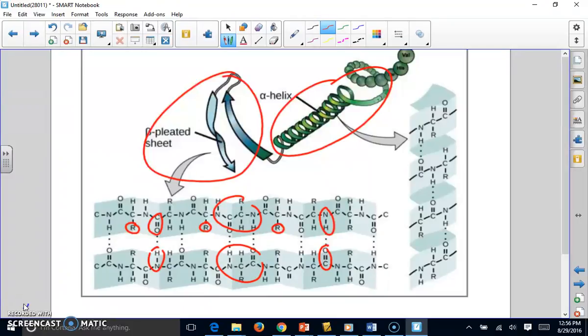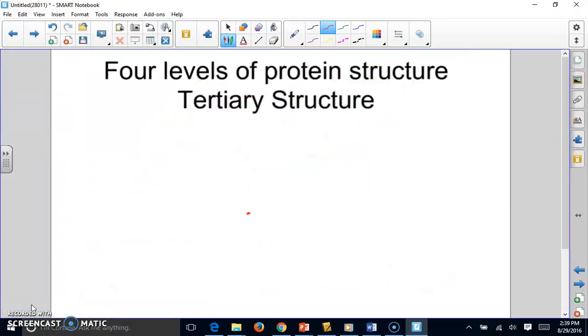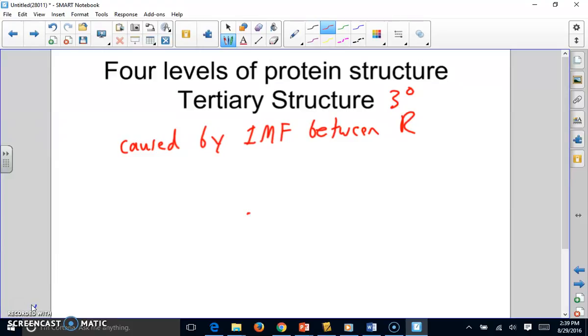Next, we're going to talk about the most complicated form of structure, which is tertiary structure. The third level of structure is tertiary structure. Tertiary structure is by far the most important structure in terms of complexity and how the protein flows overall. In general, if we were going to define it, tertiary structure is caused by intermolecular forces, IMFs, between R group atoms, or atoms in the R group. We're going to switch to a small animation to explain tertiary structure.